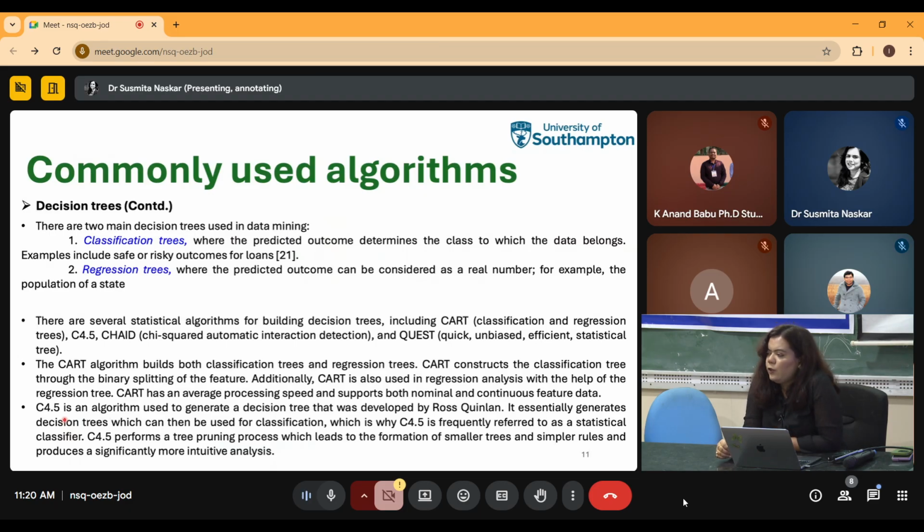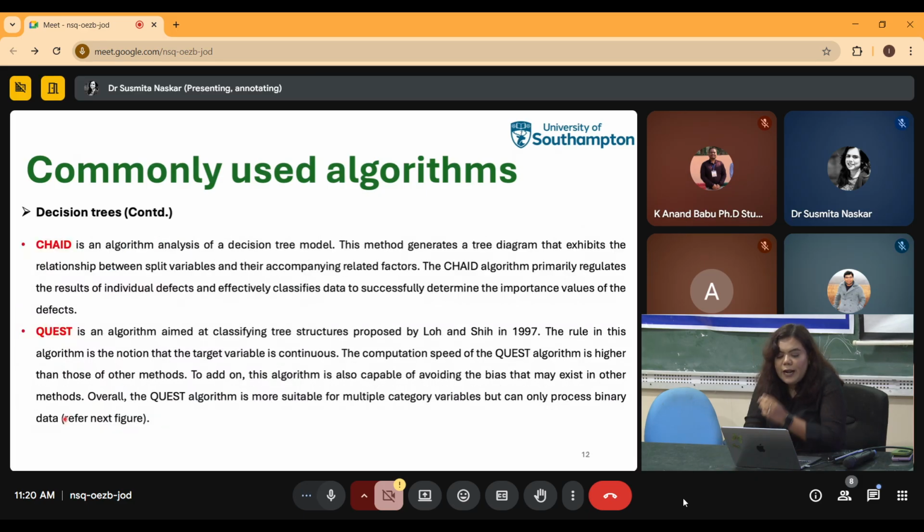So if you look into this, you can see that these trees are not only versatile, but they can also come with certain algorithms. The other ones are CHAID and then QUEST.